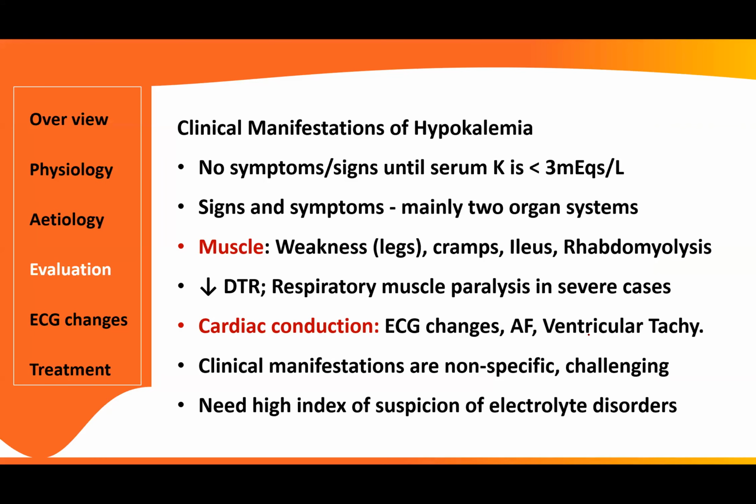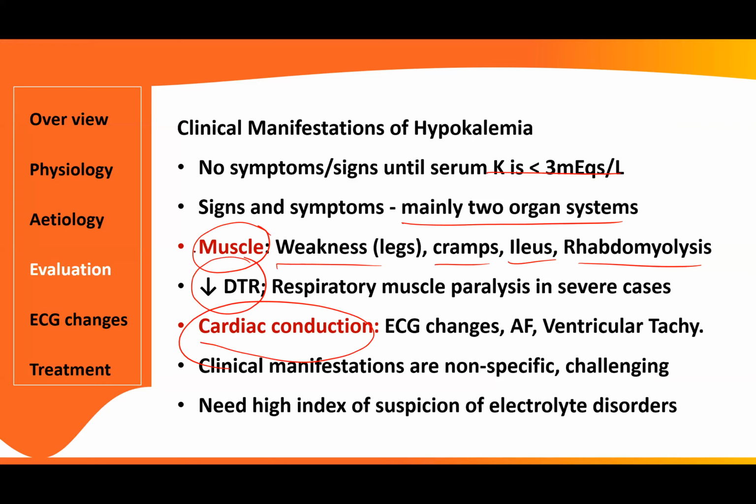No symptoms and signs until it is less than 3 milliequivalents. So signs and symptoms involve 2 major organ systems, particularly the muscle, skeletal as well as smooth muscle, and cardiac conduction. What happens? Weakness, legs more than the arms. Cramps, the patient will complain. Smooth muscle paralysis with ileus of the bowel, rhabdomyolysis in very severe cases. Decreased tendon reflexes, these are the deep tendon reflexes. Respiratory muscle paralysis in severe cases might be confused with other causes like Guillain-Barré and others.